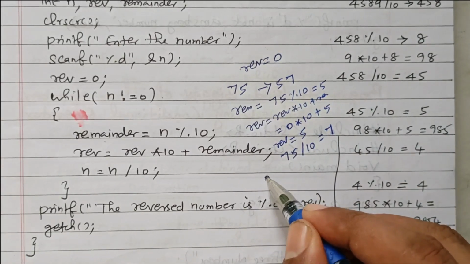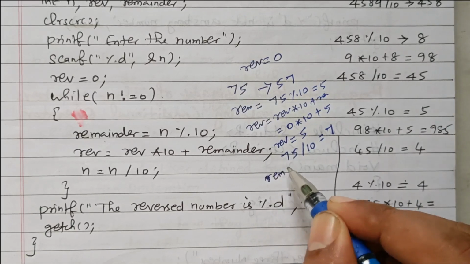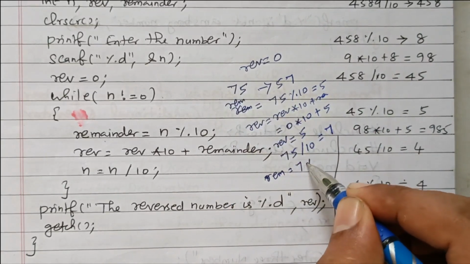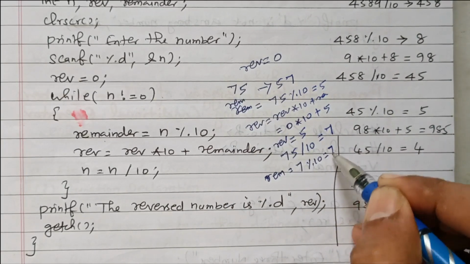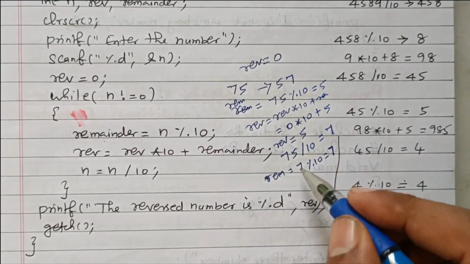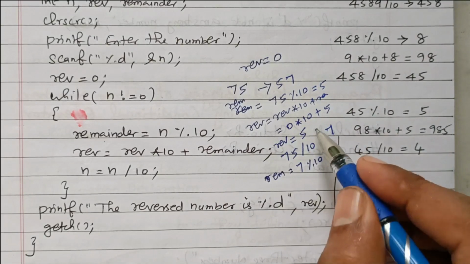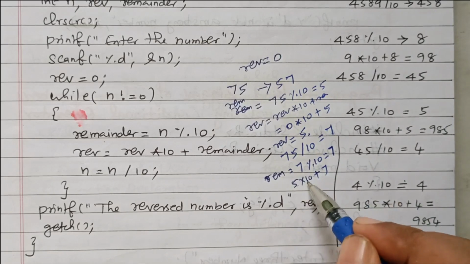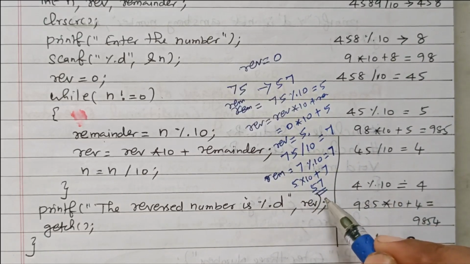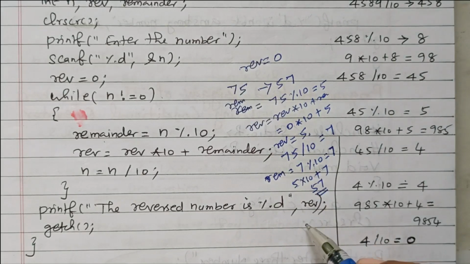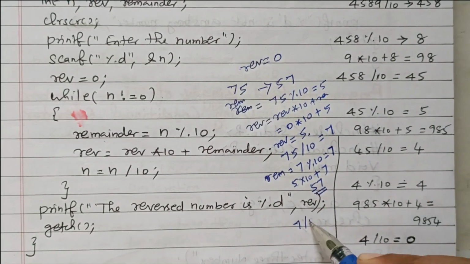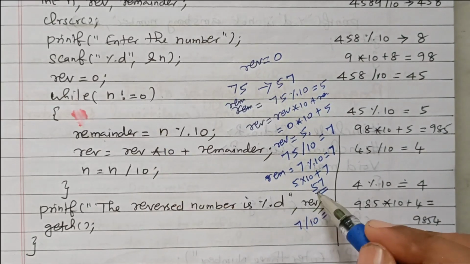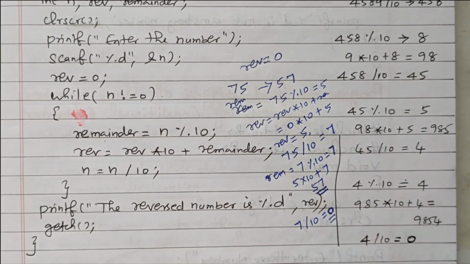We have to find the remainder: remainder equal to 7 percentage 10. That is 7, it doesn't go any time. The remainder is 7. You have to perform this operation. Now the reverse value is 5, so 5 into 10 plus 7 gives 57. This is our required answer. Again we need to divide: 7 divided by 10 is 0. If it is 0, we can stop the process. We got this answer and we can stop the process.